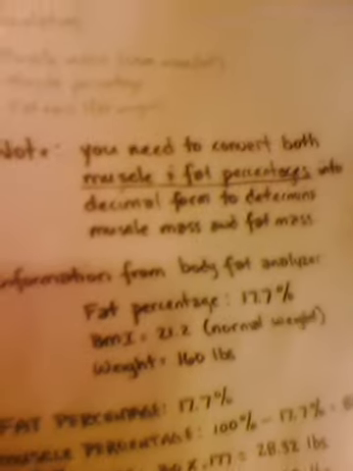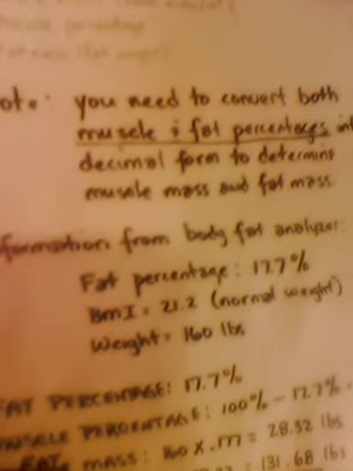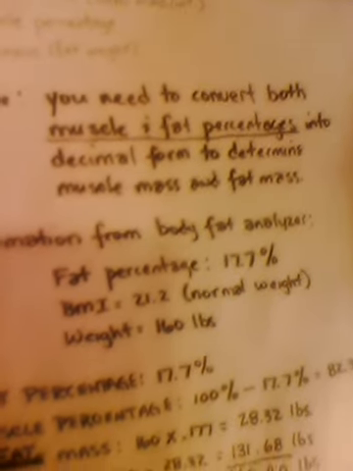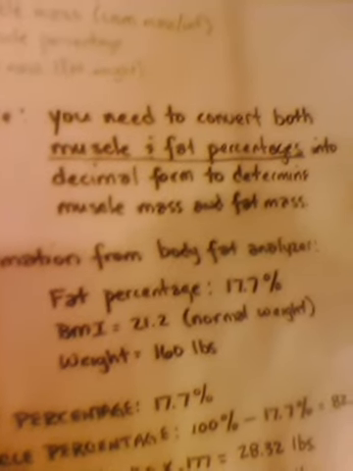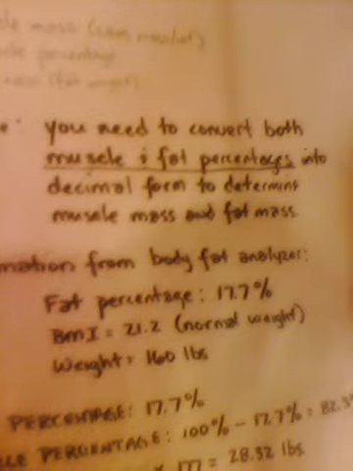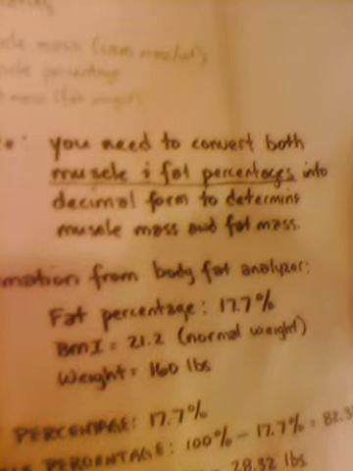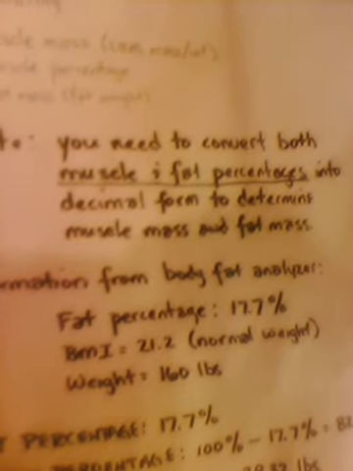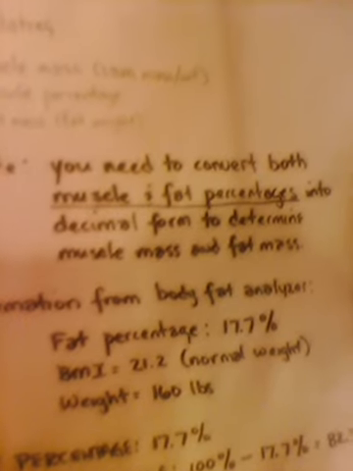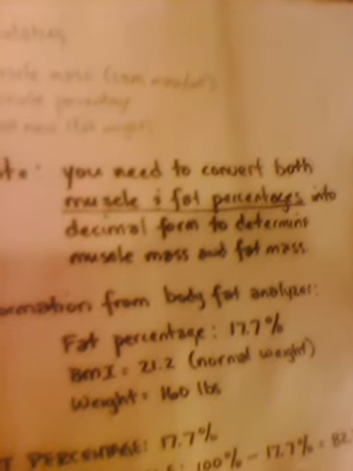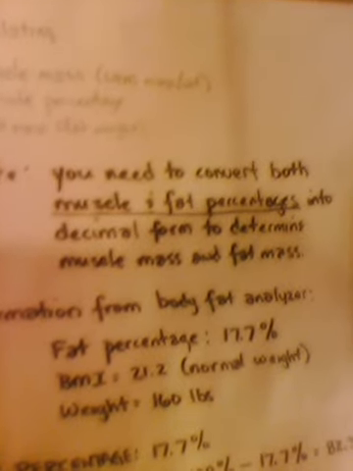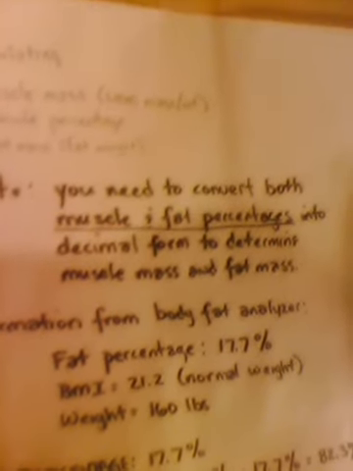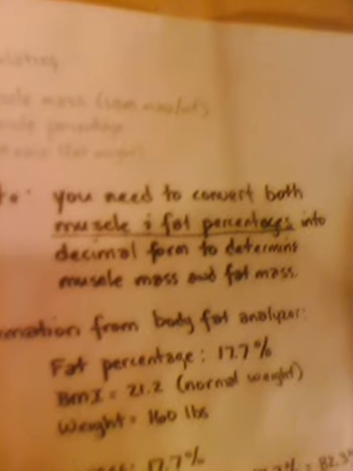Okay, so look at what I have here. Let's just say, for example, the machine gives you your fat percentage, which is 17.7. Again, I just made this up. So 17.7 is your fat percentage. Your BMI is 21.2, so according to the body fat classification, that would be considered normal weight. The weight, again made up, is 160 pounds. So this person is pretty much healthy, with a very low fat percentage, in a really good position right now.